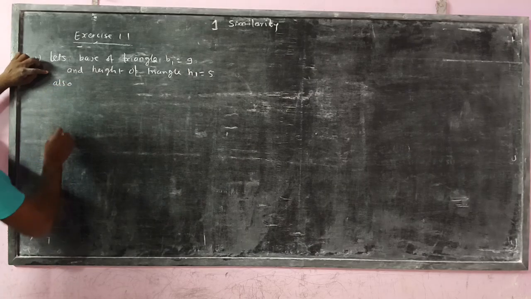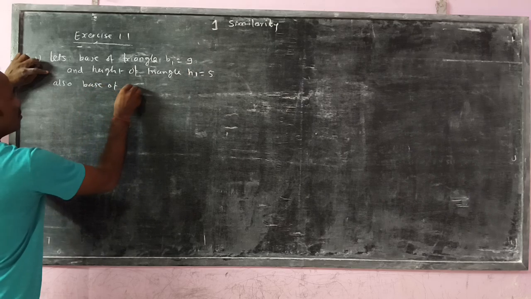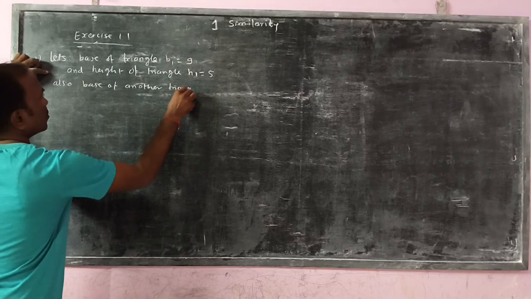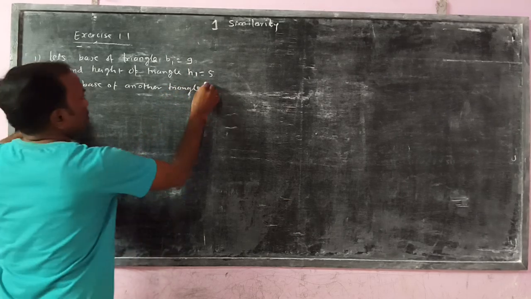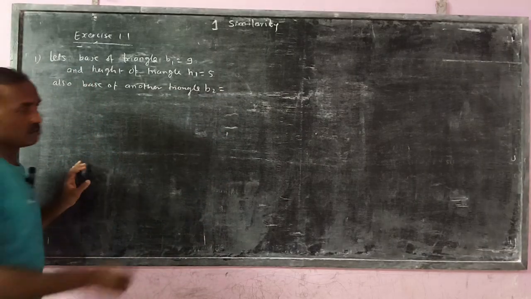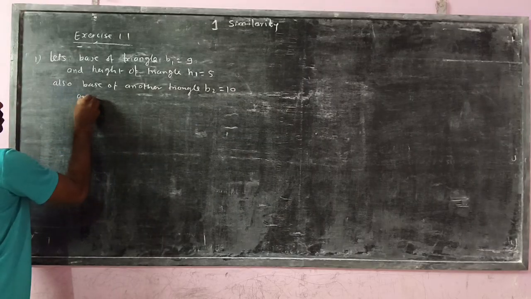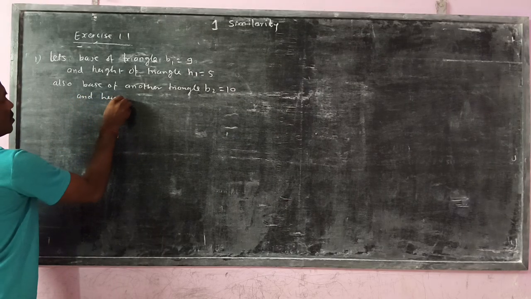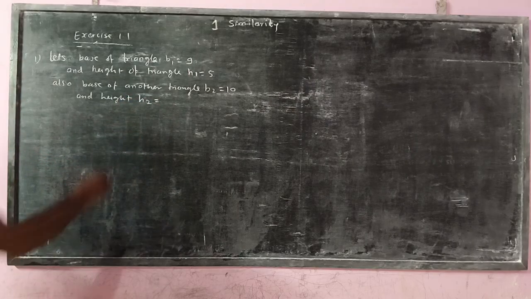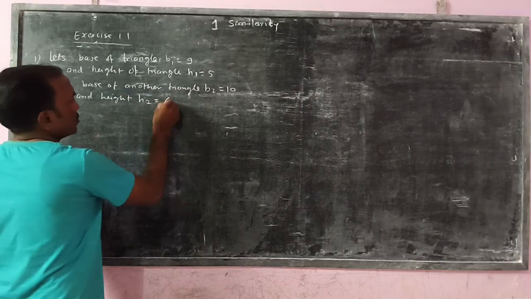Also, the base of another triangle B2 equals 10 and its height H2 equals 6.